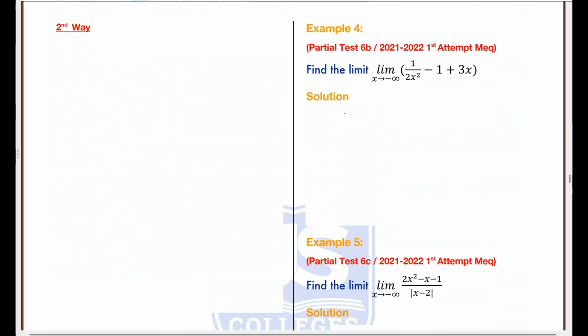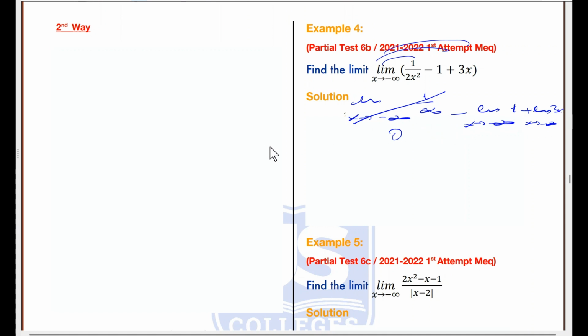Another partial test question, an administrative exam question. When I insert infinity, what happens? Limit as x approaches negative infinity of 1 over infinity, which will be 0, minus, let's distribute this limit to the bracket, limit as x approaches negative infinity of 1 plus limit as x approaches negative infinity of 3x.